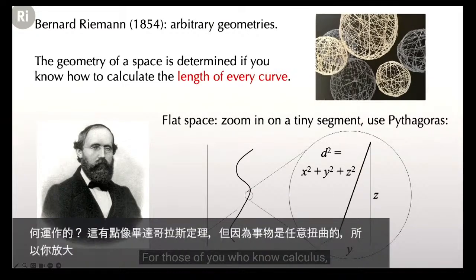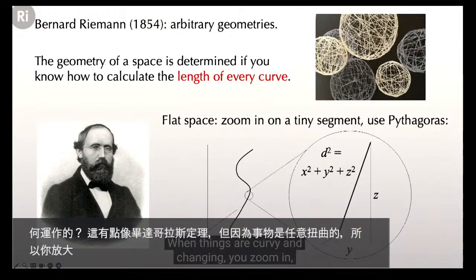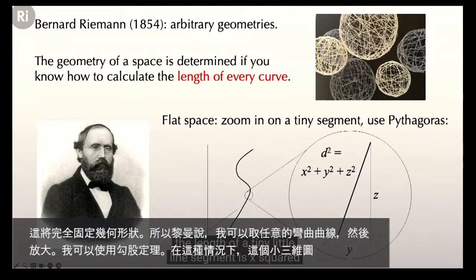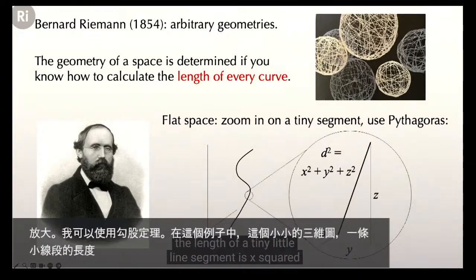For those of you who know calculus, this is the traditional calculus trick. When things are curvy and changing, you zoom in, and if you zoom in carefully enough, everything looks straight and flat and constant. So Riemann says, I can take some arbitrary twisty curve, I can zoom in on it, and I can use Pythagoras' theorem. So in this little three-dimensional diagram, the length of a tiny little line segment is the square root of x squared plus y squared plus z squared.